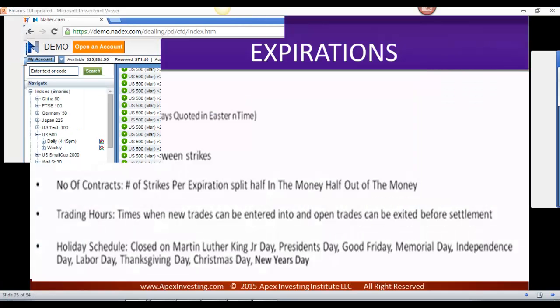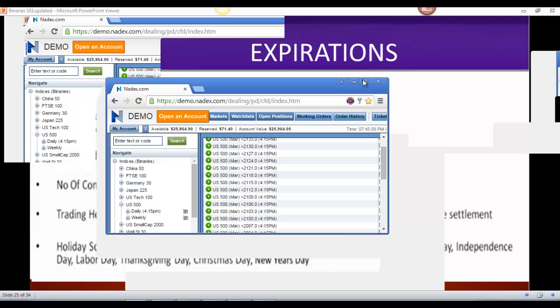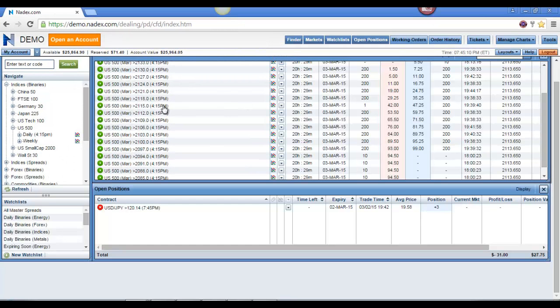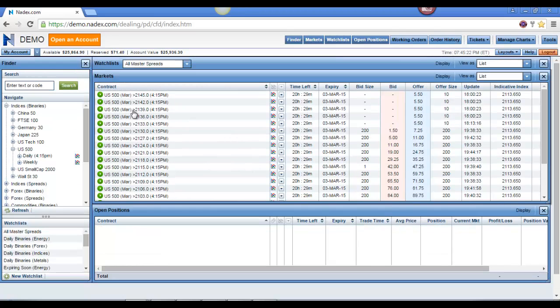All right, so that's what we mean by number. Okay, number of contracts. Again, let me just keep this open here for a second. How many contracts are there? Right here, there's 200 of this one, 200 of this one. There's different strikes. This one only has 10. Okay, you can see all this right on the Nadex platform. I'll show you the strikes, what the strike is, when they expire, the time left to expiration, the date they're going to expire, the number of contracts, and the prices. Okay.